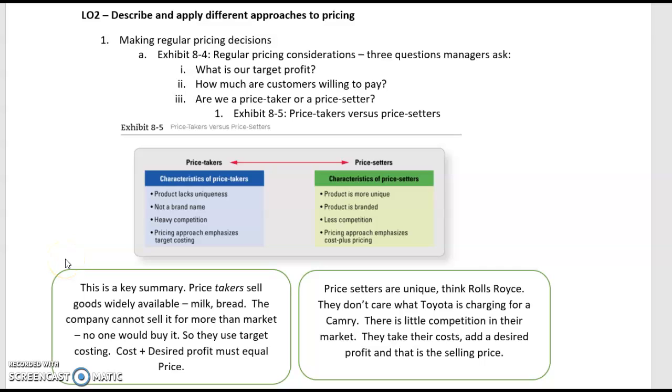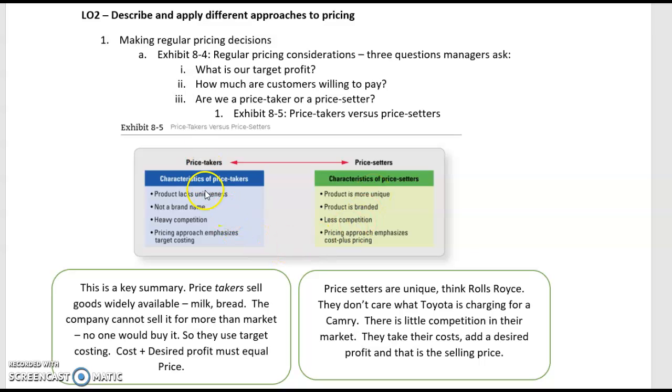Okay, let's look at some different approaches to pricing. When you think about pricing, the things that managers are interested in is how much money do we have to make? Okay, what's our target profit? And how much are customers willing to pay? Okay, what's the ceiling on this? And are we a price setter or a price taker? And that's the new part for you here. There's a really nice illustration here, Exhibit 8.5, that gives you the key differences between price takers and price setters.